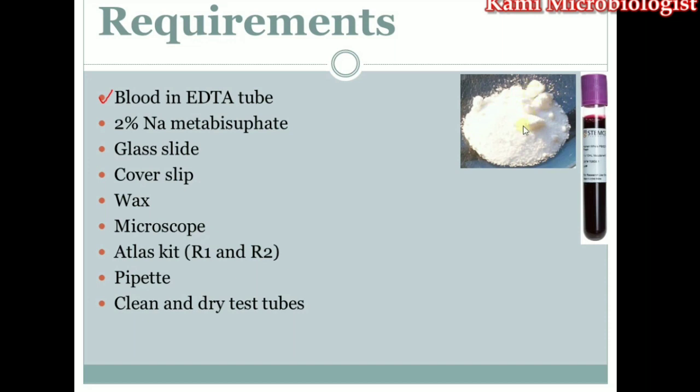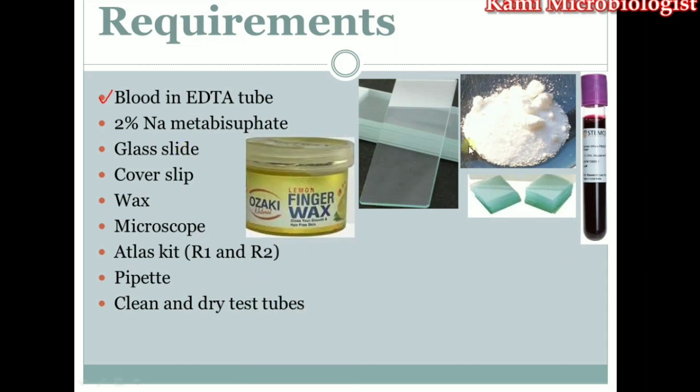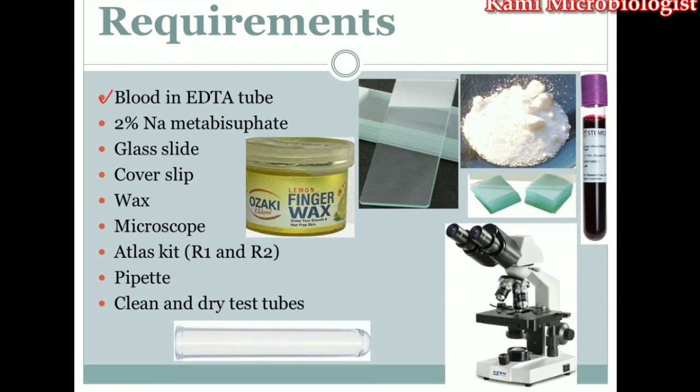Mostly the sodium metabisulfite is in powder form, so we put the powder into distilled water and mix it, so we get sodium metabisulfite solution. We need glass slides, as you can see. We need cover slips, so these are the clean glass slide and cover slip. We need wax or Vaseline. We need a micro test tube, as you can see, a microscope, and we also need Atlas reagents.